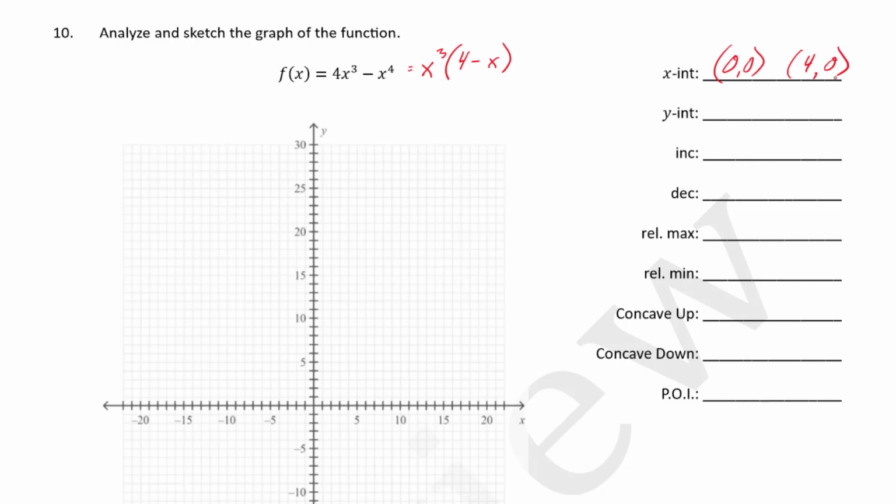Y-intercept, technically I should only have one. If it's going through the origin, that should also be a y-intercept. So (0, 0) is the other key point. And as we find this info, may as well put it on our grid. So I've got one point at the origin and another one over here at (4, 0).